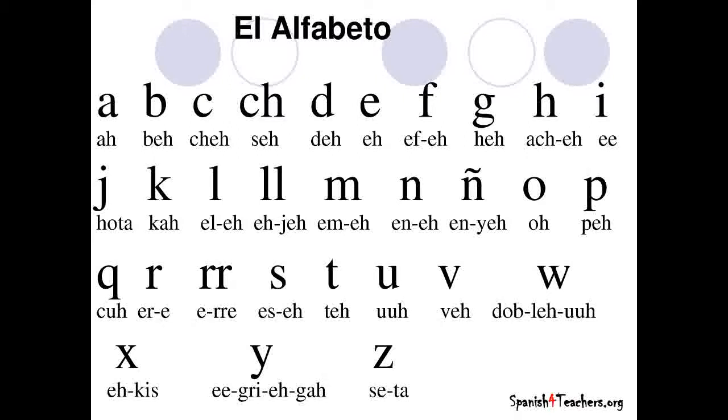The English letter F is called F. Fecha. Fecha, date, as in calendar date. The English letter G is called G. Gafas. Gafas, glasses. The English letter H is called H. Helado. Helado, ice cream.